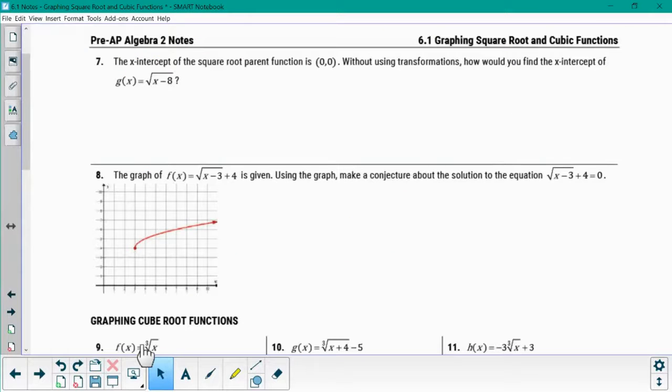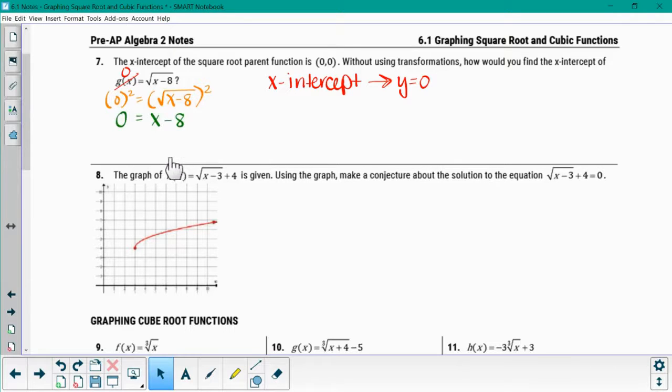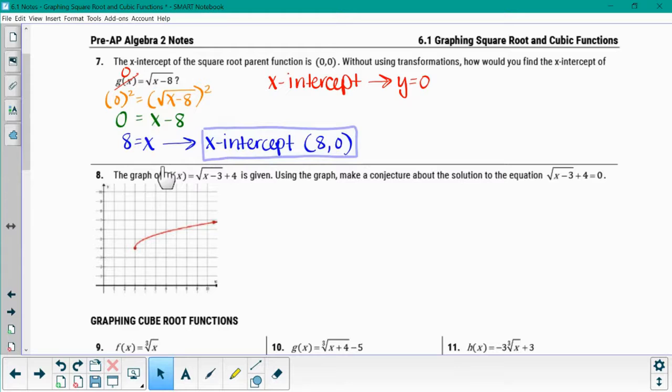Okay, number 7. The x-intercept of the square root parent function is (0, 0). Without using transformations, how would you find the x-intercept of g of x equals square root of x minus 8? Well, this one's pretty easy because the x-intercept is where y equals 0. So I went ahead and replaced my g of x equals with 0 equals. And I'm going to solve by squaring both sides, giving me 0 equals x minus 8. So 8 is equal to x. Therefore, the x-intercept is (8, 0).